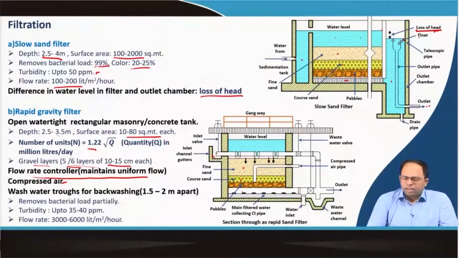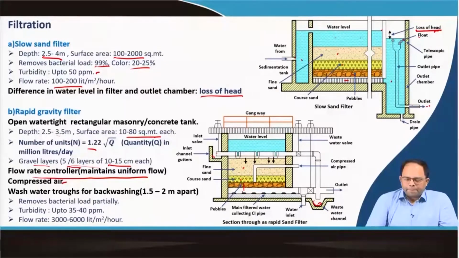And over here you can see the compressed air pipe through which, when we blow air, the clogs are loosened up. Over here the water comes down and is taken out, and the clean water goes into this outlet, and this is the wastewater channel.